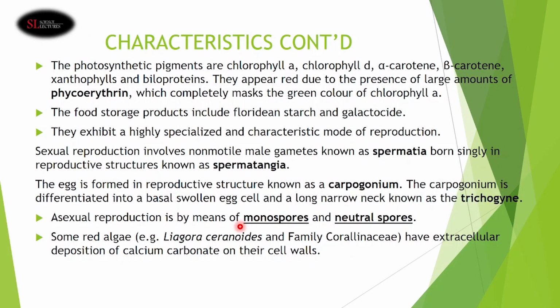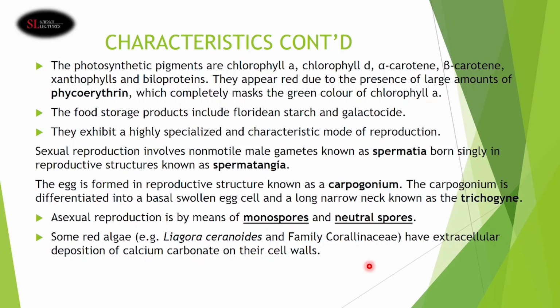However, they also undergo asexual reproduction by producing what we call monospores. A monospore simply means a single large spore produced in a monosporangium, and they also produce what we call neutral spores. The neutral spores are simply spores produced by direct division of vegetative cells.